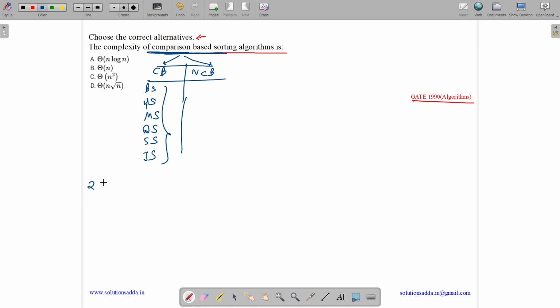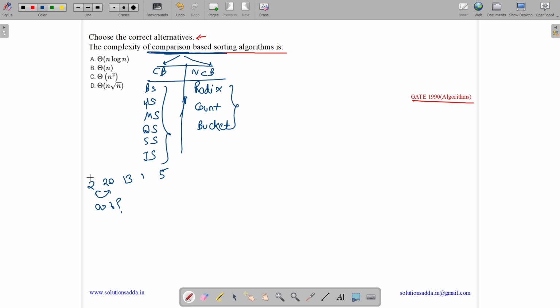Let us suppose we are sorting these numbers 13, 1, 5. Then at any point we need to compare two items and check whether A is greater than B or not. This is the meaning of a comparison based sorting algorithm. And what are non-comparison based sorting algorithms? These are like radix sort, count sort, bucket sort.